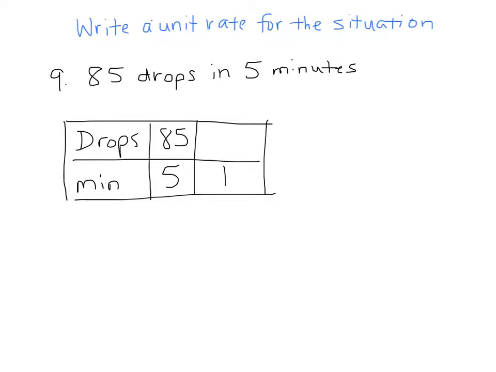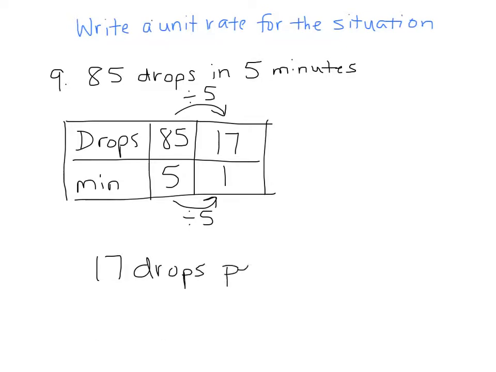Obviously, we want to get to 1. To do so, we divide by 5. We're going to do the same thing up here. And so the answer would be 17, because 17 times 5 equals 85. So your answer would be 17 drops per minute. Don't say eye drops, because you should not be putting 17 drops of anything in your eyes per minute.